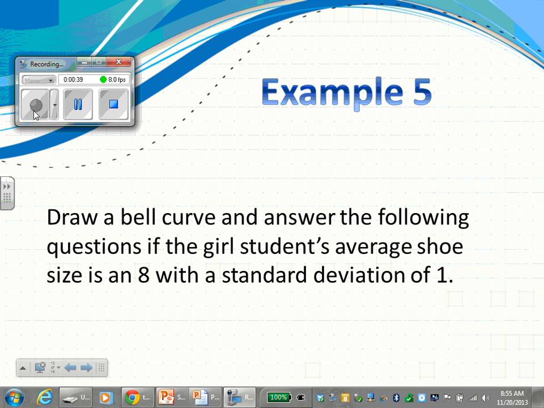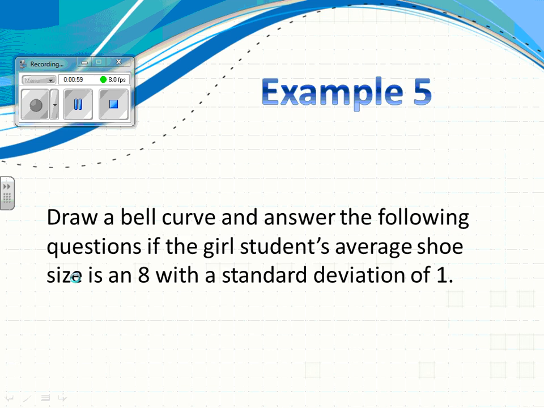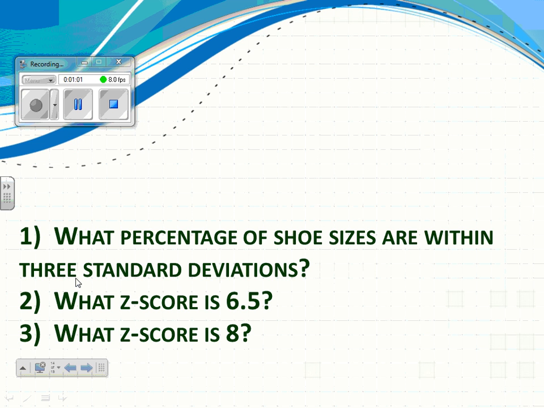All right, so we're going to draw a bell curve and answer the following questions. If the girl student's average shoe size is an 8 with a standard deviation of 1. So when I say average shoe size, what's average? It's the mean, okay, and it is 8, and it has a standard deviation of 1. So I'm going to draw it on the next page. Don't worry about the questions for right now. Let's just draw the bell curve.